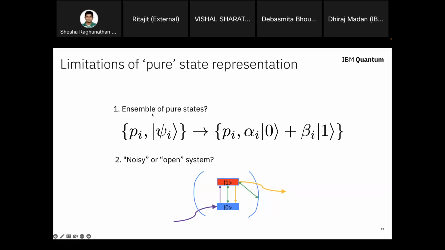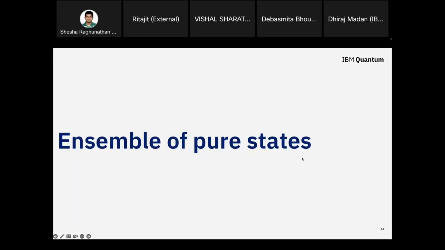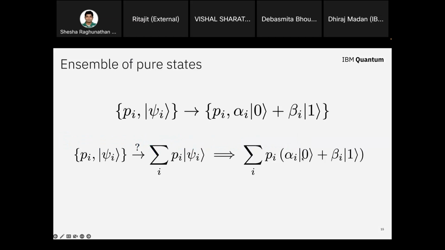So assume that you have an ensemble of pure states. That is, with certain probability p_i, you have a state psi_i. How do I represent that? That's what we're going to see in the rest of the lecture today. So here, we have psi_i with a probability p_i. Psi_i you can imagine in general as alpha_i 0 plus beta_i 1.